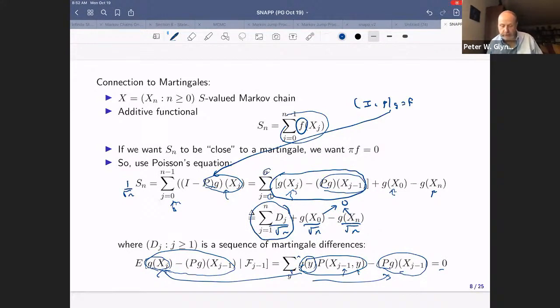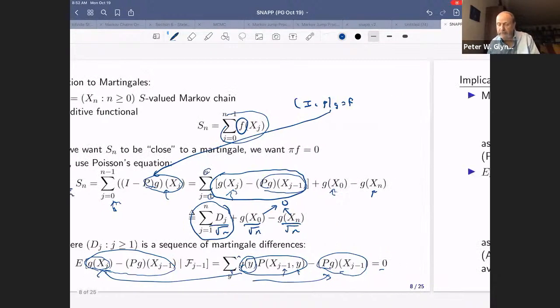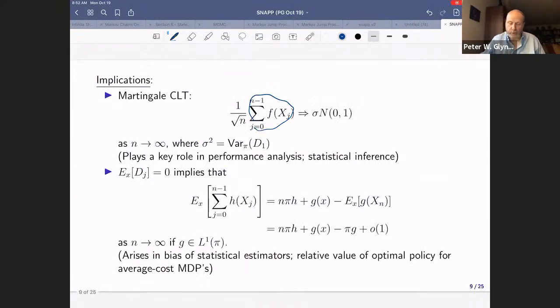As I was saying earlier, Martingale differences behave very much like sums of mean zero independent random variables. That's the prototypical setting for validity of a central limit theorem. And so it's no surprise that a Martingale central limit theorem derives immediately from that Poisson equation representation. So this is an important observation in a number of different settings.